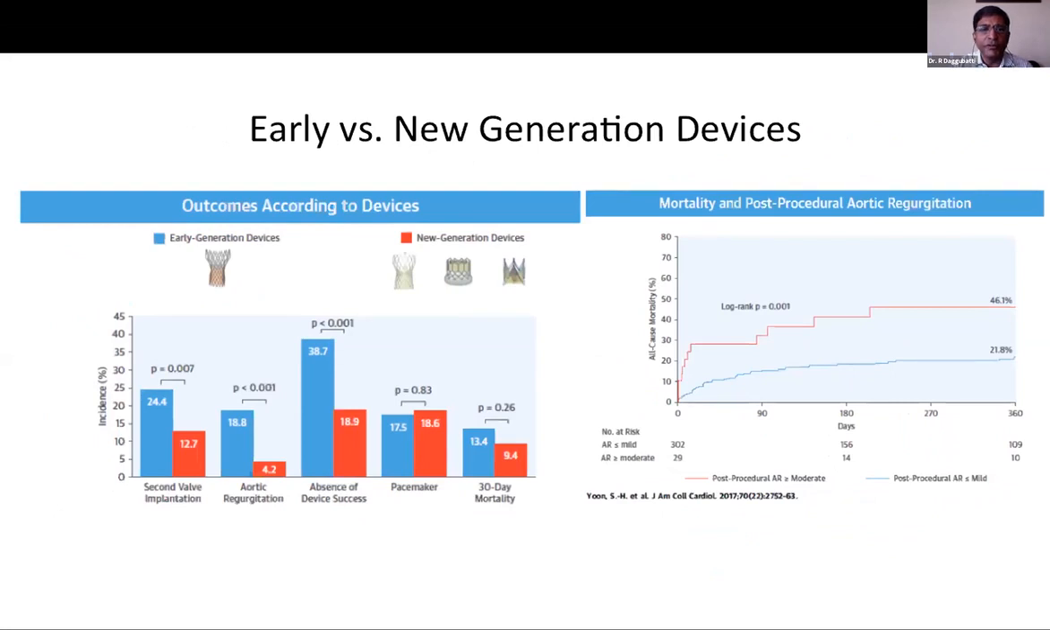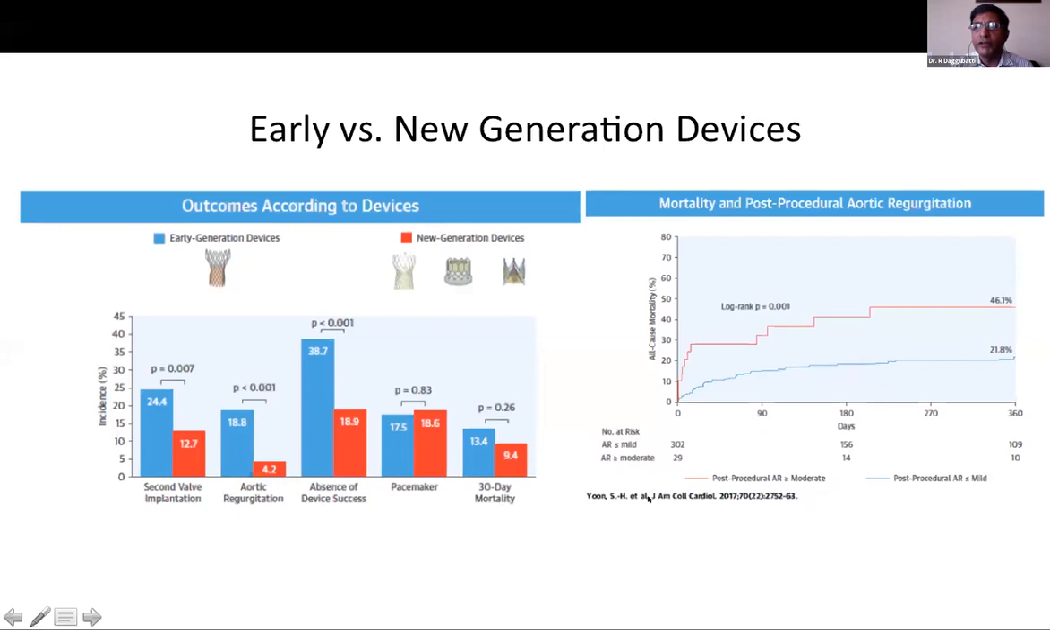And what it showed is that the need for second valve implantation is much lower, 50% lower compared to early generation devices, and aortic regurgitation is much less in people with the new generation devices, and pacemaker rates are similar. And the device success is much better with the new generation devices as well. And the 30-day mortality is significantly lower, by an absolute risk reduction of about 4% between the two devices.